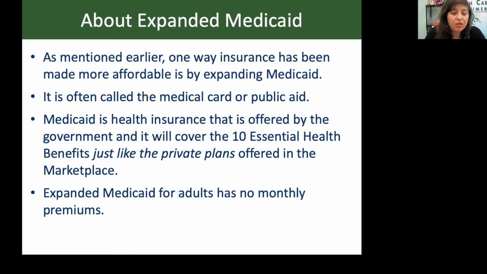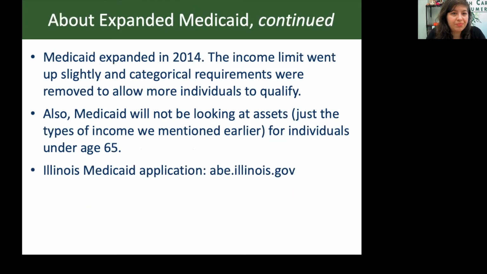Expanded Medicaid for adults has no monthly premiums. It was expanded in 2014, and the income limit went up slightly, and categorical requirements were removed to allow more individuals to qualify. So in Illinois, you used to have to meet a certain category in addition to meeting an income threshold. Maybe you had to be a parent or you had to be considered disabled to qualify for Medicaid and have a low enough income. But now the categorical requirements have been removed. So now the only requirement is to meet a certain income threshold.